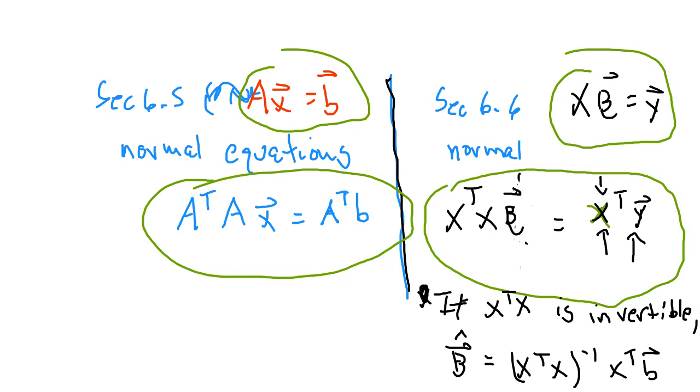So that's analogous to A transpose A inverse times A transpose B. That comes from theorem 14 in section 6.5. And in general, we hope that X transpose X is invertible, because we don't want our design matrix to have linearly dependent columns.